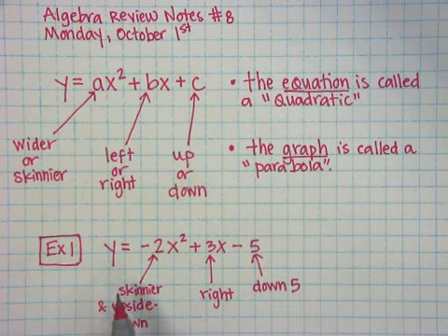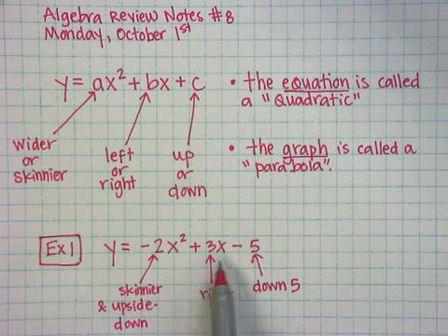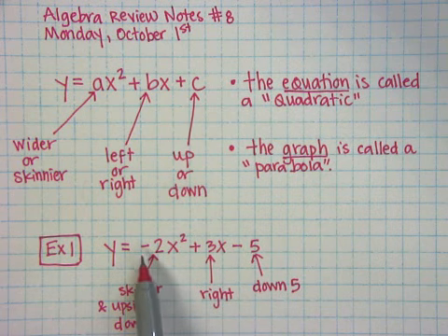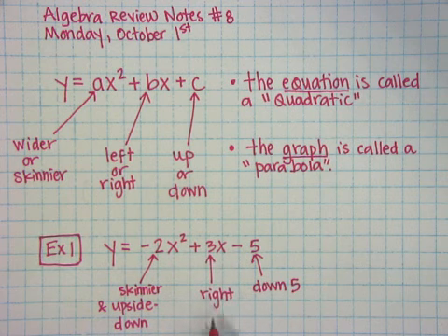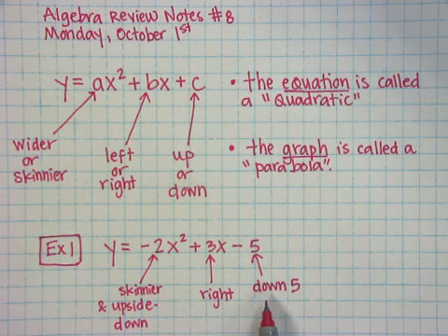So, for example, if we saw y equals negative 2x squared plus 3x minus 5, the negative sign would make the parabola go down, the 2 would make it skinnier, and then the plus 3x right here, that 3 would make it move to the right, and the negative 5 would make it go down. So that's it for notes.